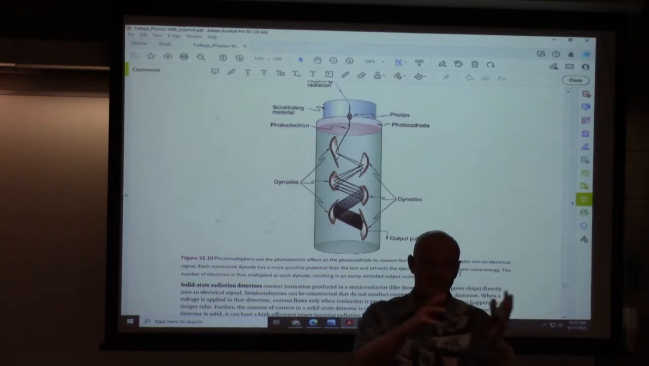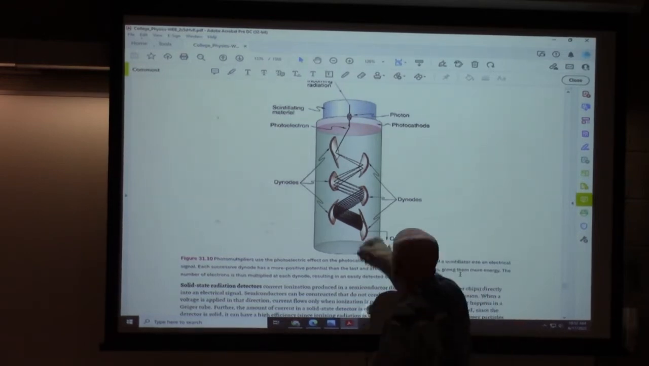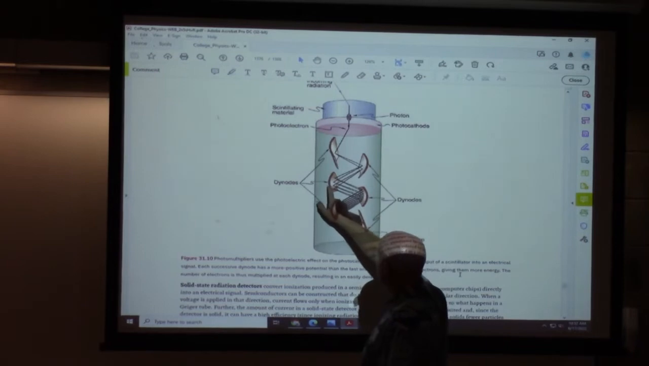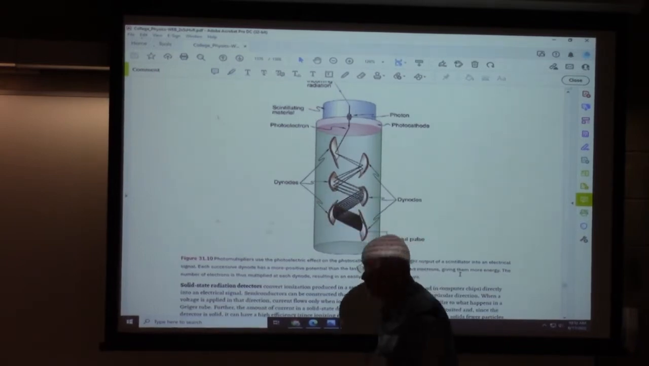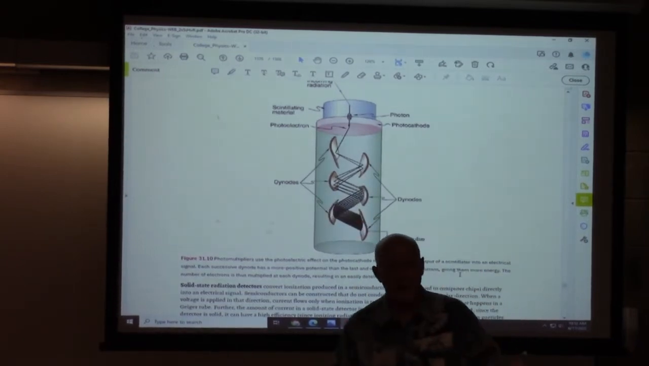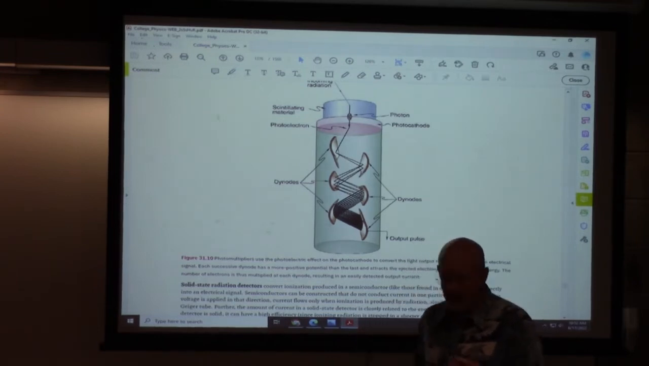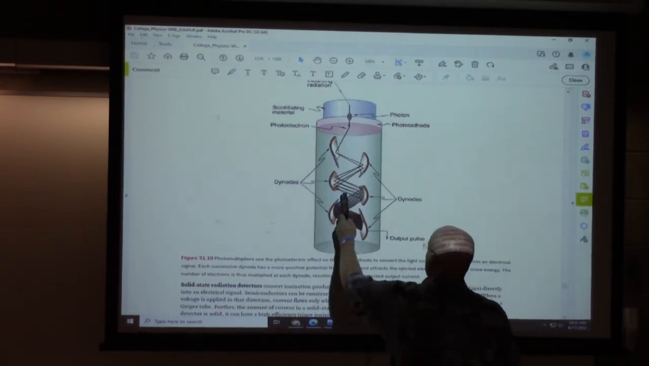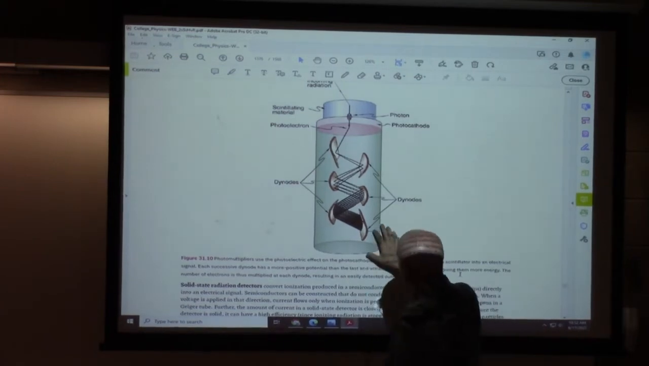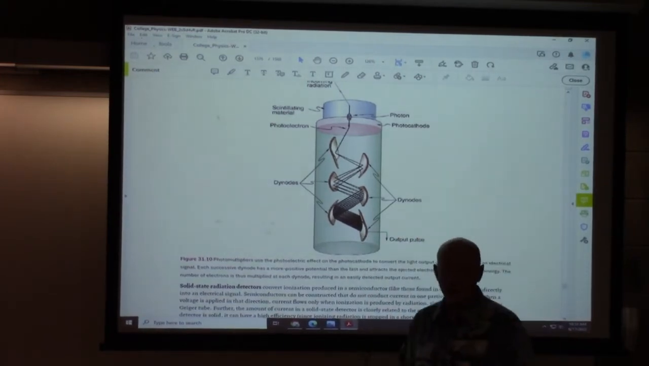So now we have 3 times 3, so maybe now we have 9 electrons. Again, you make another plus one, the 9 come in, and each of those 9 gives off 3. So then there's 27, and I'll stop there. But you see the idea that it keeps getting multiplied, and eventually you get enough electrons that you can detect it.